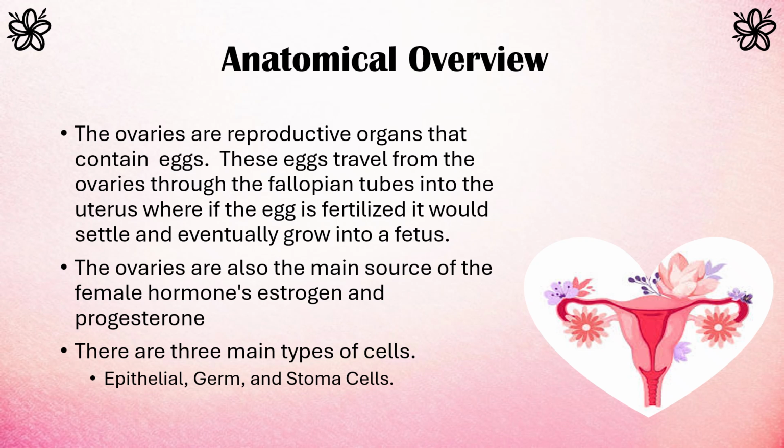So the ovaries are reproductive organs that contain eggs. These eggs travel from the ovaries through the fallopian tubes into the uterus, where if the egg is fertilized, it would settle and eventually grow into a fetus. The ovaries are also the main source of the female hormones estrogen and progesterone. And in the ovaries, there are three main types of cells, which are epithelial, germ, and stromal cells.